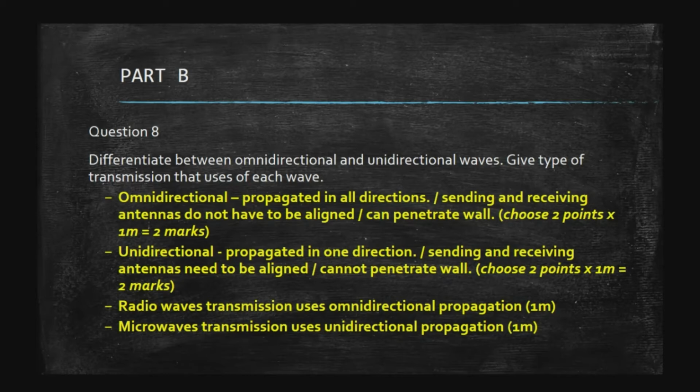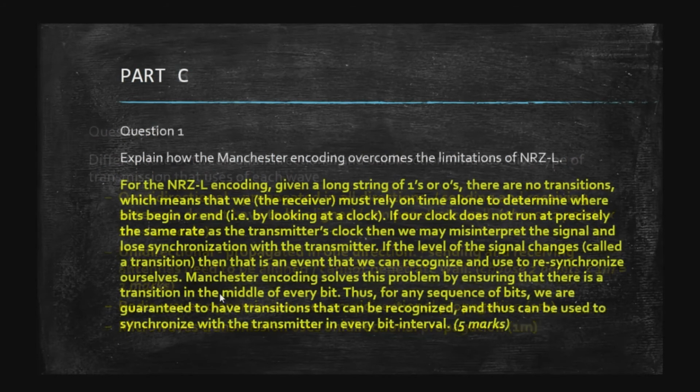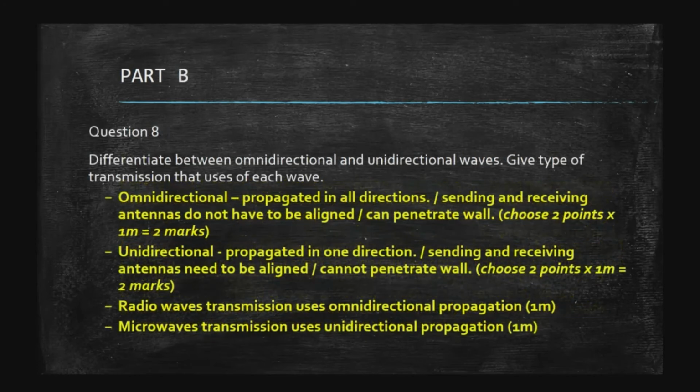You can refer to the antennas for unidirectional and omnidirectional. Identify the difference between those antennas, the characteristics of those antennas. Radio wave transmission uses omnidirectional propagation. This gives the type of transmission that uses each wave. Another one is microwave: radio wave for omnidirectional, microwave for unidirectional propagation. So this one is the example.